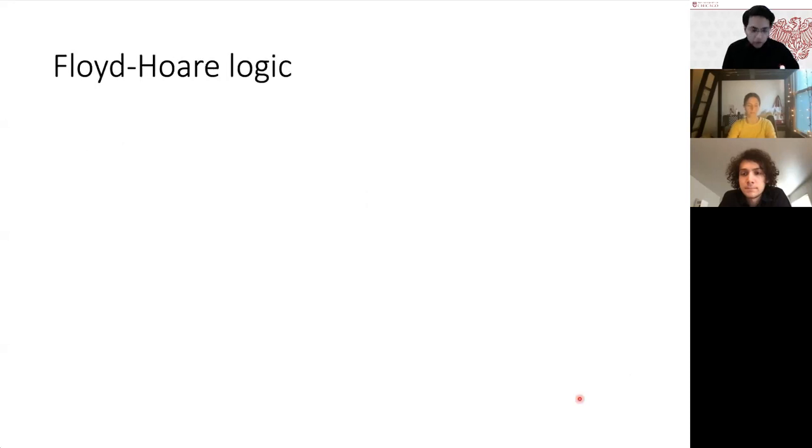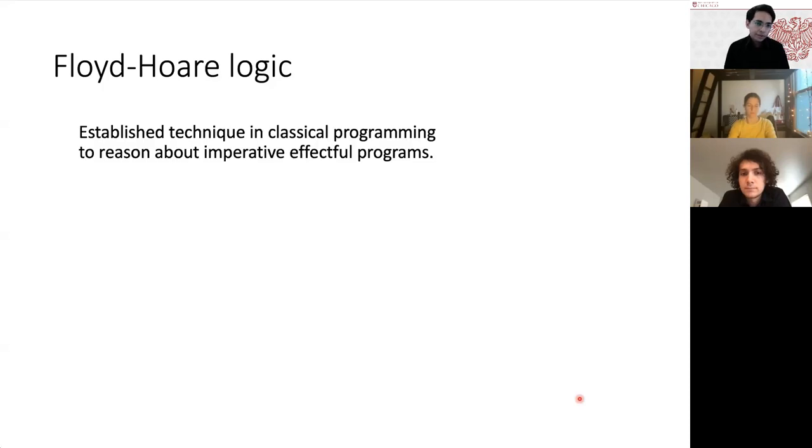Okay. So let's talk about Floyd-Hoare logic. It's a technique that was introduced in the late 60s by Bob Floyd and Tony Hoare. Floyd had applied it to flowchart languages, and Tony Hoare did it for textual programs. So it is also just known as Hoare logic. It has been proven to be quite effective in reasoning about state manipulating imperative programs in the classical setting.